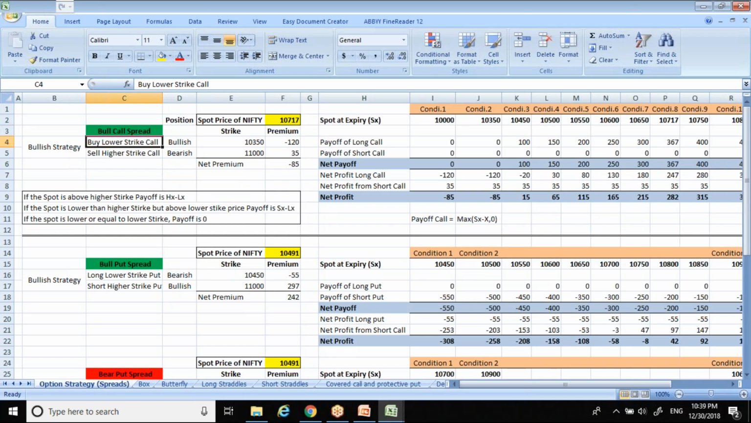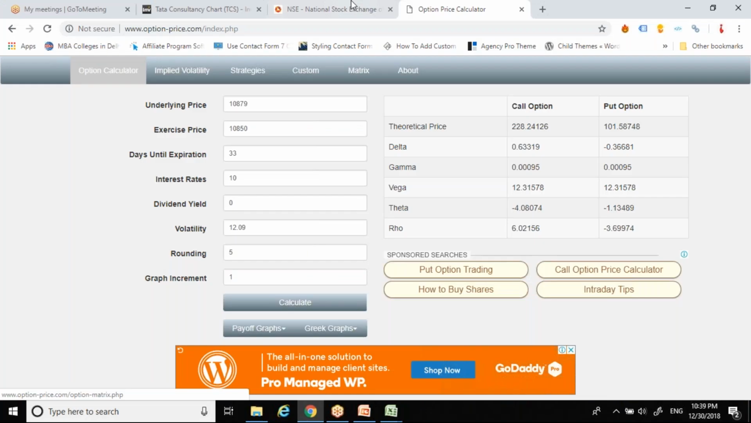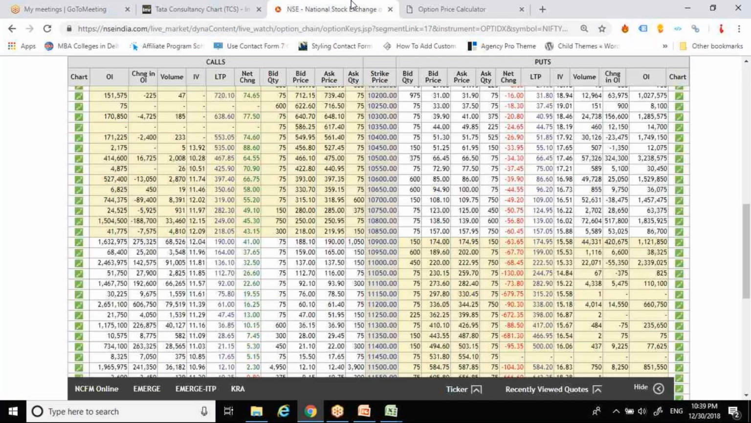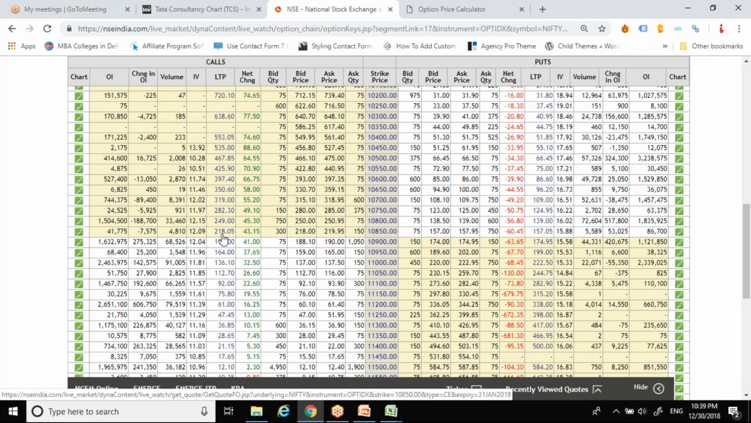In bull call strategy, how do we apply? Bull call is simple. We are buying a call and we are selling a higher strike price call. What will happen? This will reduce my premium. Very simple. Let's open the Nifty and see. Let's say I believe that the market will go to 11,000. So I am buying call at 218. Now what is my break even? 218 plus 850, so this comes to 11,068 around, right? And if I am at the same time selling 11,000 call option, it will give me 136.